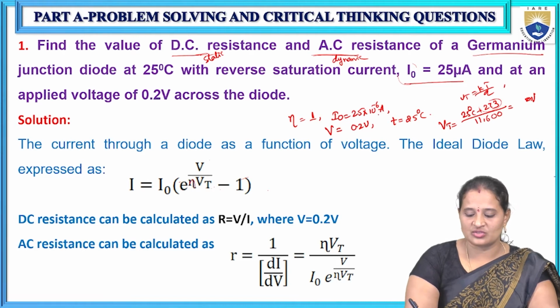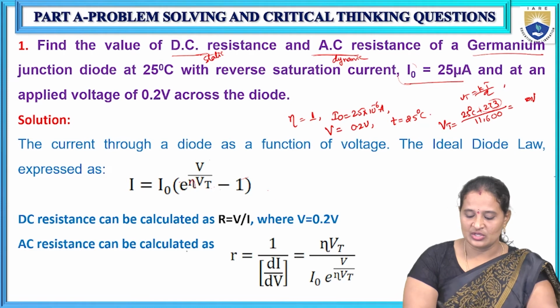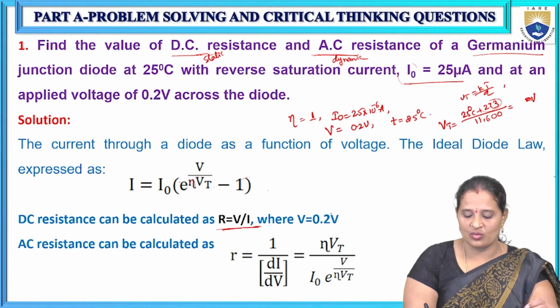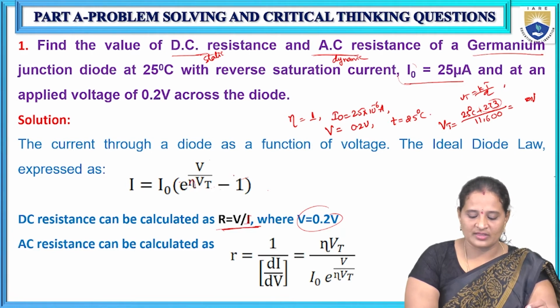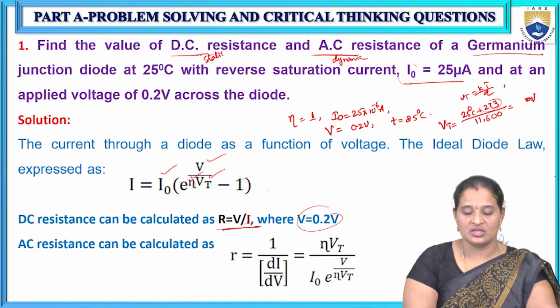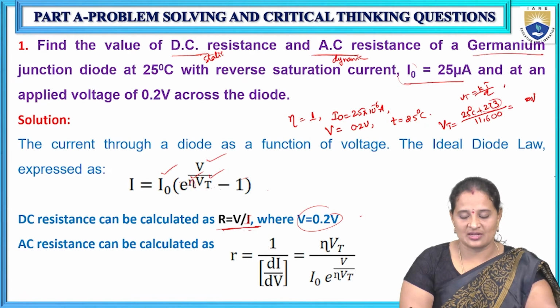So what he asked us to find is DC resistance and AC resistance. We all know that the DC resistance is given by the ratio of voltage applied to the current. So we know the voltage applied, we have to find the current. For that, take the current equation and substitute all the values. V is known, eta is known, VT is known. Substitute and find out I. Then you will get the DC resistance, or else static resistance.